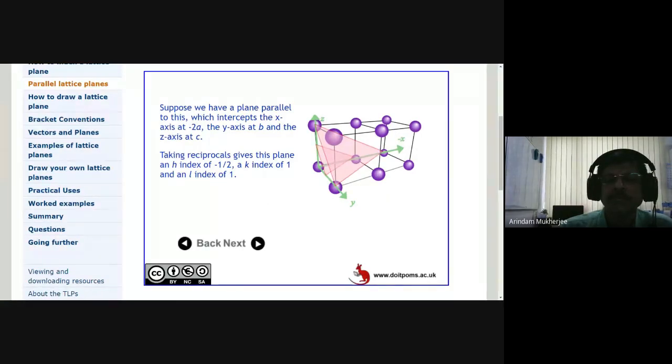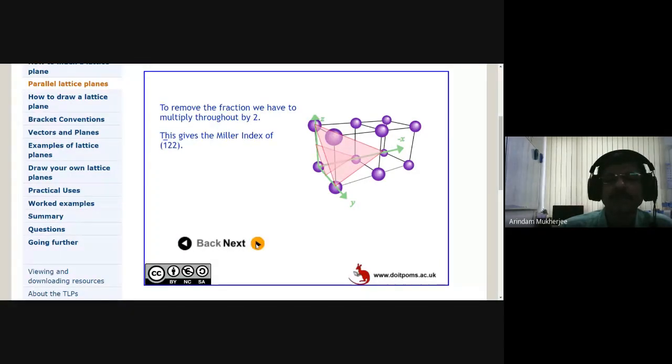Now since this is a fraction, I have to make it integer, so I multiply by 2. As soon as I multiply by 2, this becomes minus 1, this becomes 2, this becomes 2. So I have minus 1 2 2. That means 1 bar 2 2. Correct? So 1 bar 2 2 was the same result even for this particular plane, the one that was here at the first one.